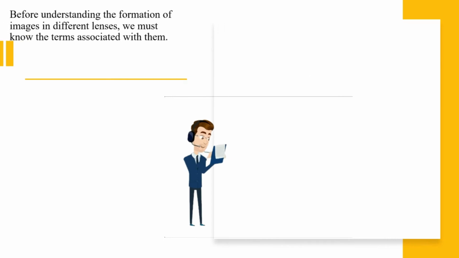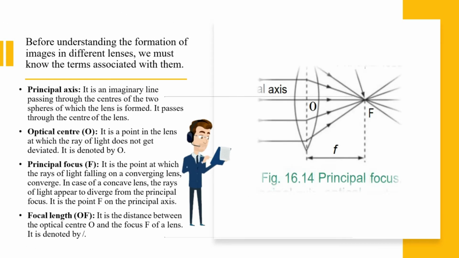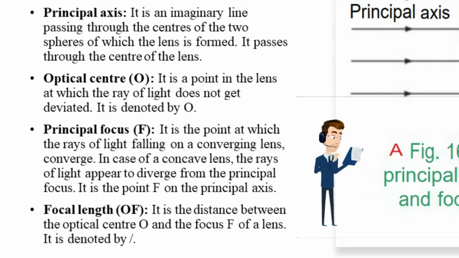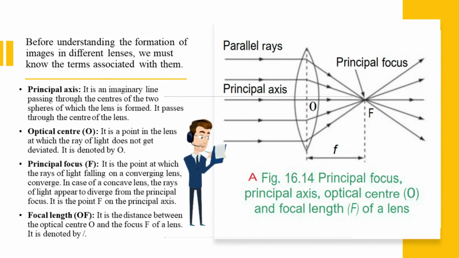Before understanding the formation of images in different lenses, we must know the terms associated with them. Principal axis: it is an imaginary line passing through the centers of the 2 spheres of which the lens is formed. It passes through the center of the lens. Optical center, O: it is a point in the lens at which the ray of light does not get deviated. It is denoted by O.